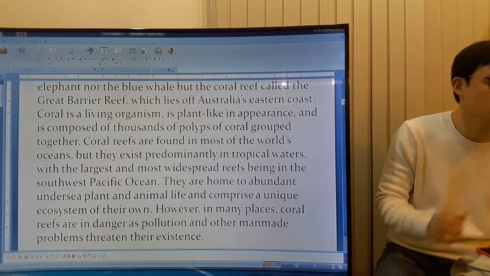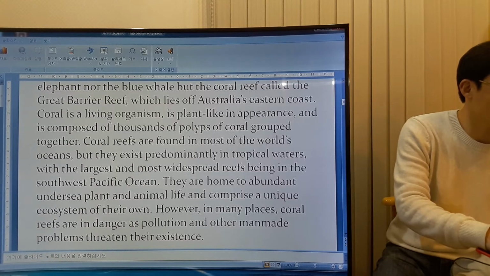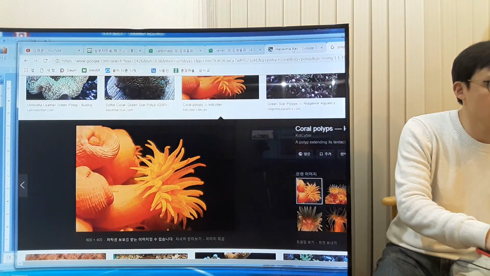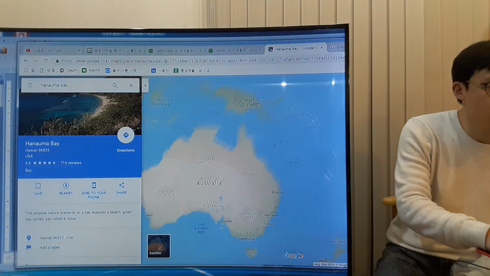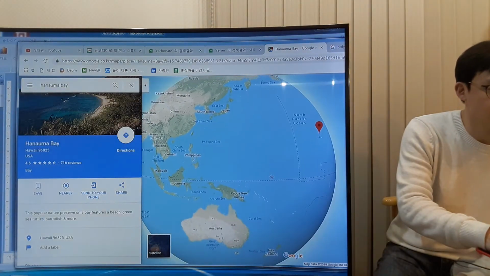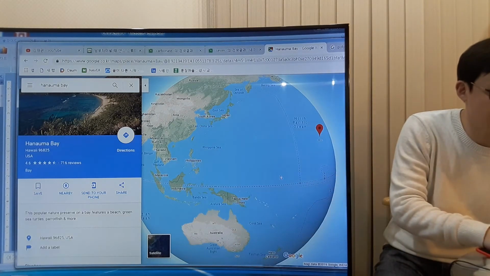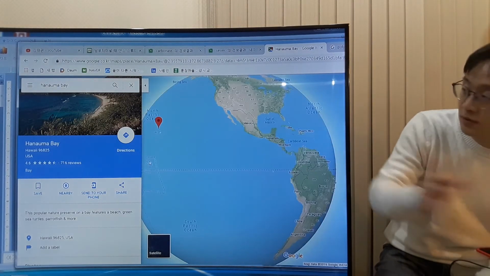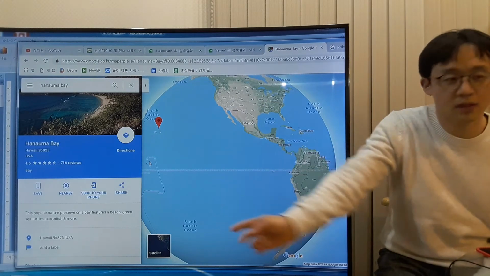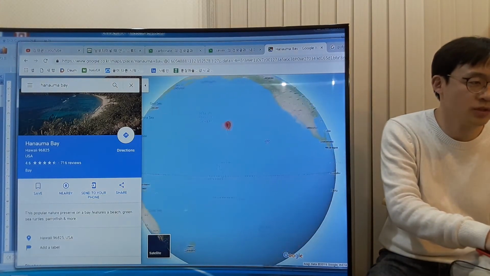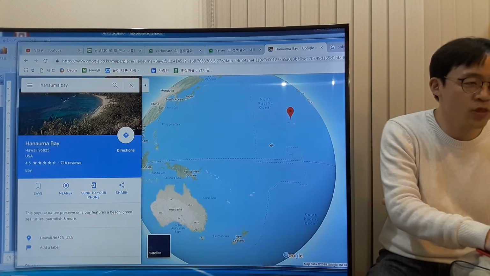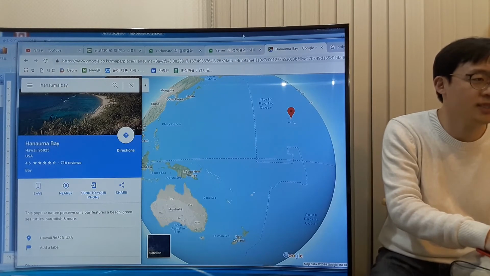Where's the Pacific Ocean? It's the very large ocean between Asia and Australia and the Americas. The big ocean right here is the Pacific Ocean. So the southwest part is where Australia is.